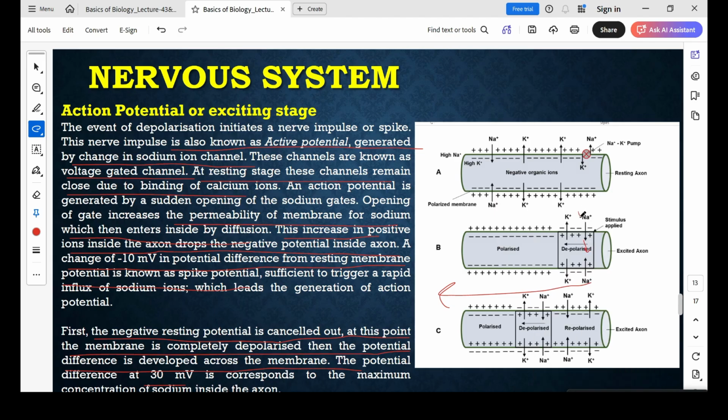The potassium goes out if there is a stimulus applied. So the resting axon, which was polarized, is now depolarized. When the stimulus is over, the ionic balance is then reset and the axon gets repolarized.